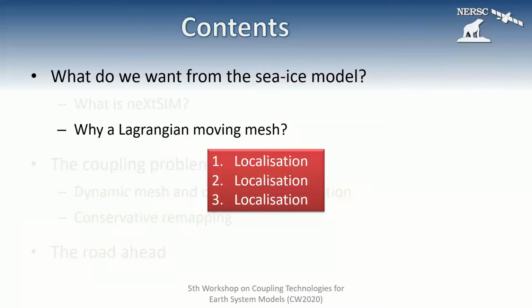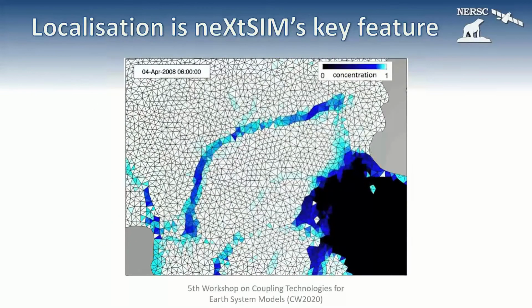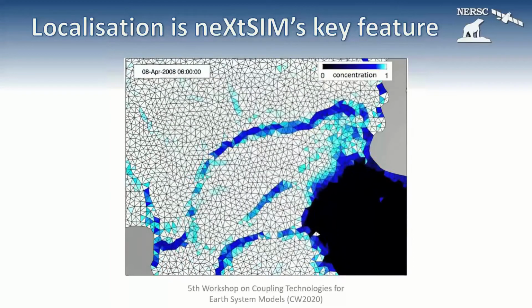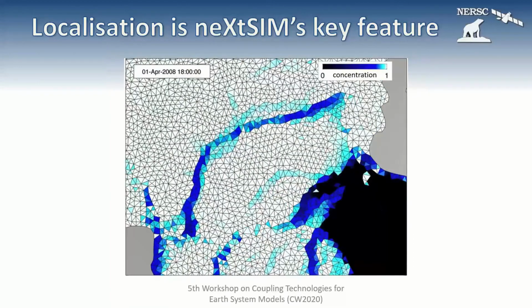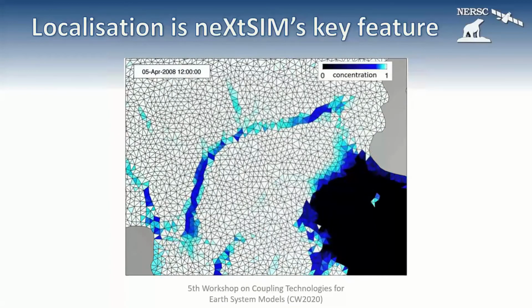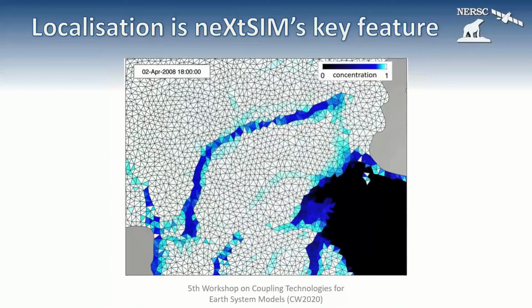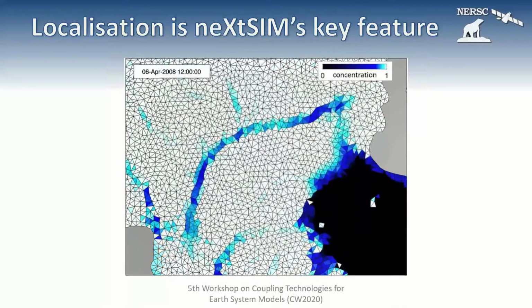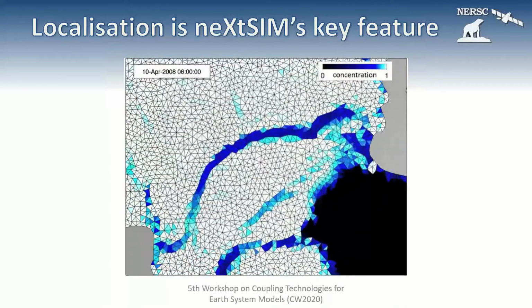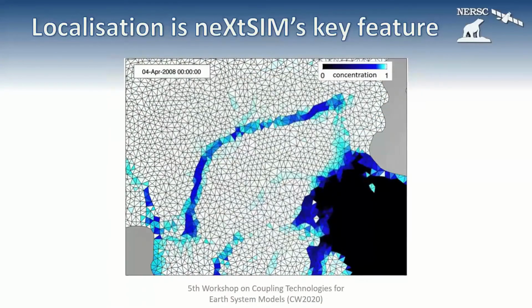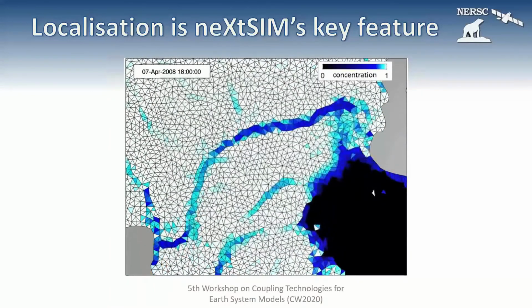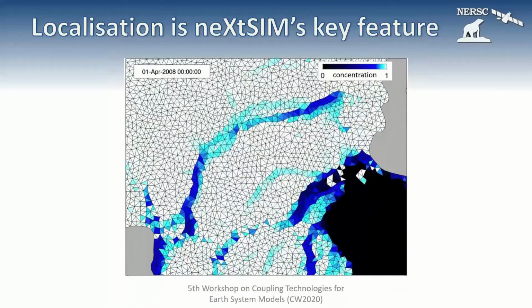And why a moving mesh? It's a localization question. That's the key point for why we want to move the mesh instead of advecting the field through it. Here we see a video of the concentration field simulated by nextSIM, and you can see the mesh itself, all the triangles. This is the Fram Strait, so it's Greenland on the left and Svalbard on the right. And you can see the ice flowing through, breaking up.